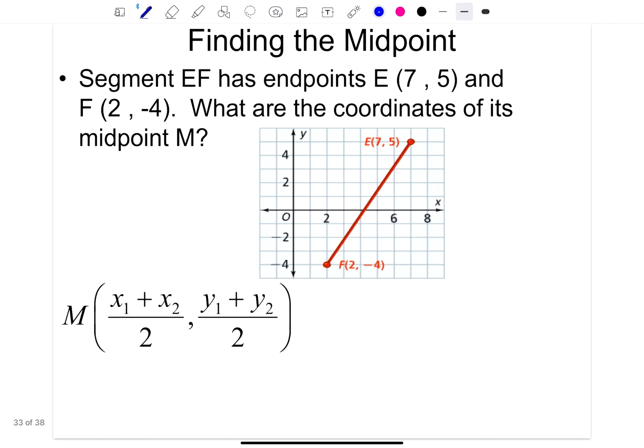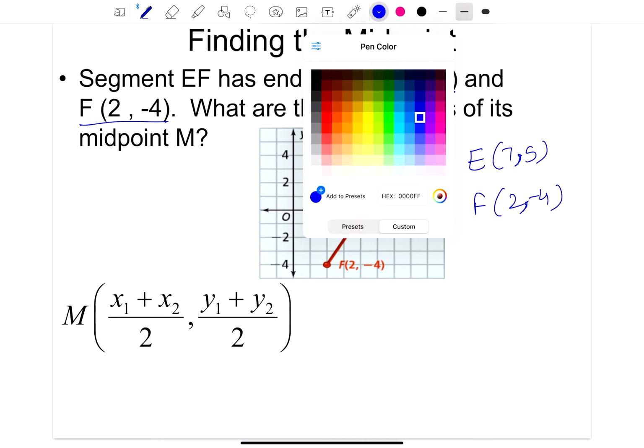Let's see some examples. Find the midpoint where E and F is your line segment. We're given the coordinates of E and F. The coordinates of E are 7 and 5. Coordinates of F are 2 and -4. If you're given a graph, it's probably easier to count, or sometimes it's not easier to count. Like in this case, it's going to be somewhere in the middle and it might be hard to estimate by looking at the graph. So we want to go ahead and use the midpoint formula.